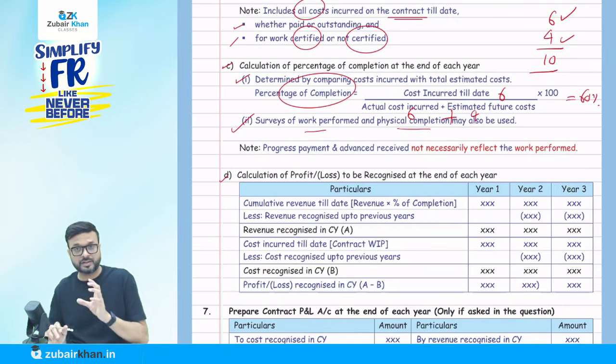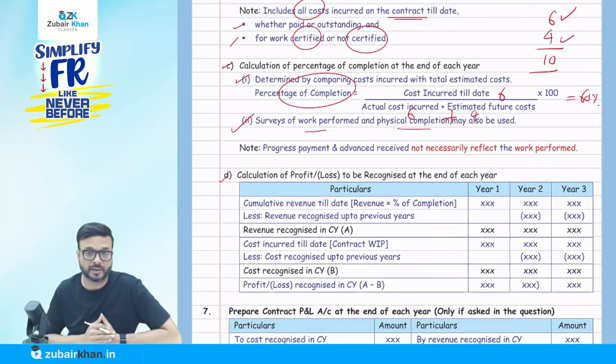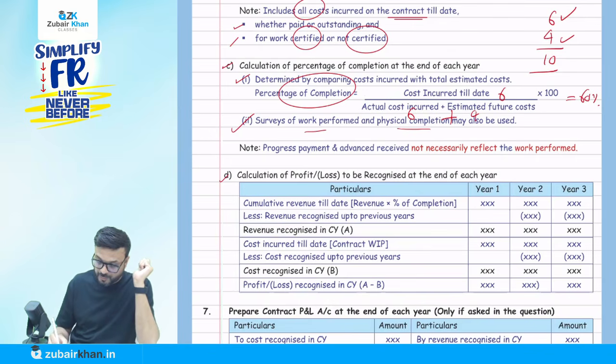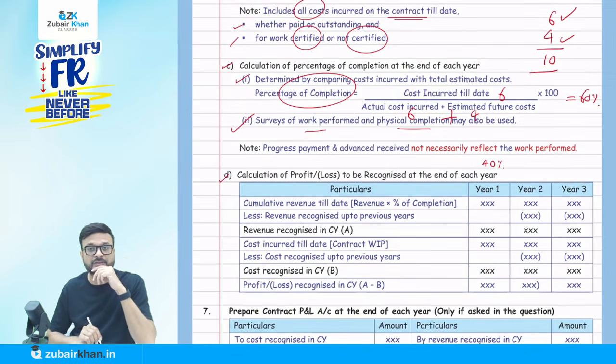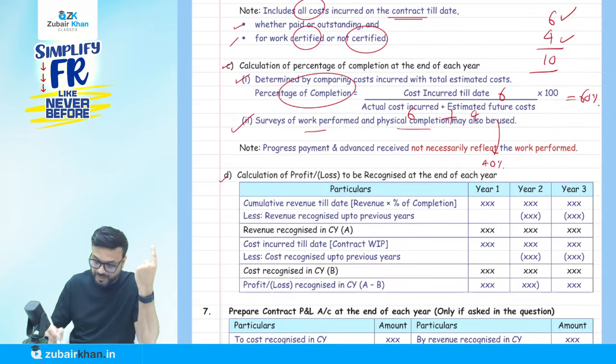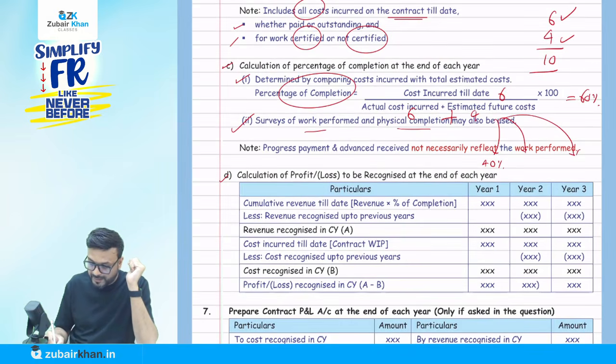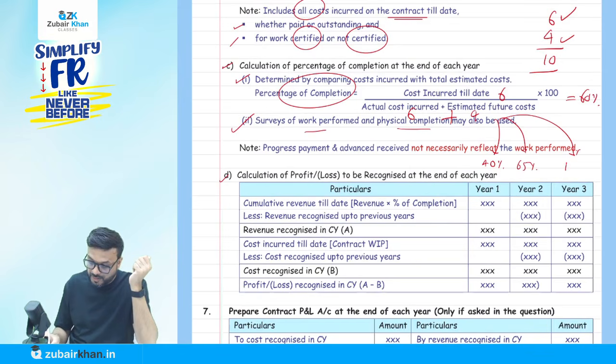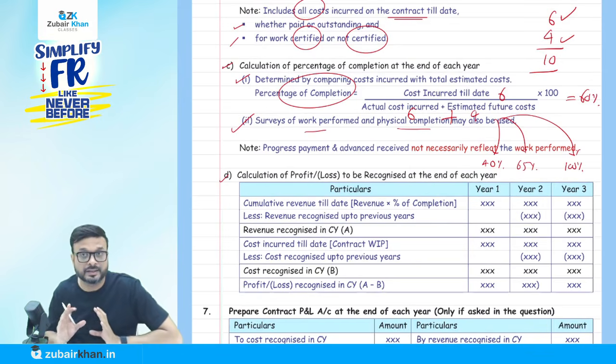Before I come to the table, one very important point you have to understand. Suppose at the end of the first year, 40% work has been completed. By the same formula, when I come to the second year, I will apply the same formula, and suppose it is 65%. Now, in the third year, 100% work has been completed. Now please understand, this is the most important.